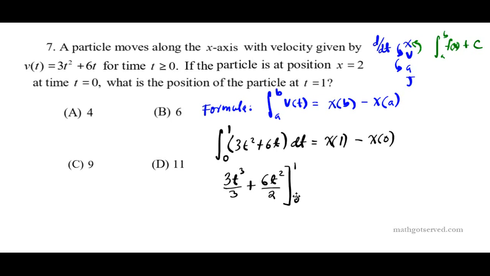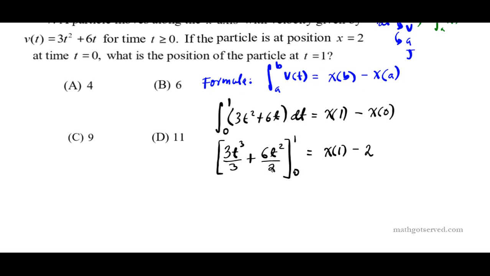We're about to apply FTC part 1 here. Position at t equals 1, that's what we're looking for. Position at t equals 0 is 2. So x of 1 minus 2. That's equivalent to that c. See that c we have here? This integral is your displacement, and then you're adding the initial position. Now, let's go ahead and simplify this, and then we can evaluate.